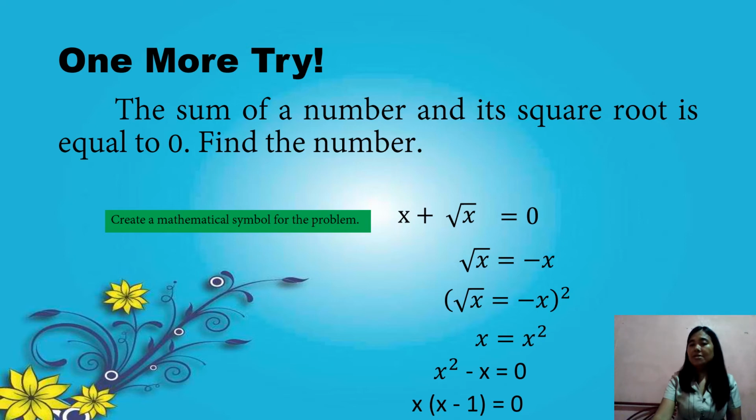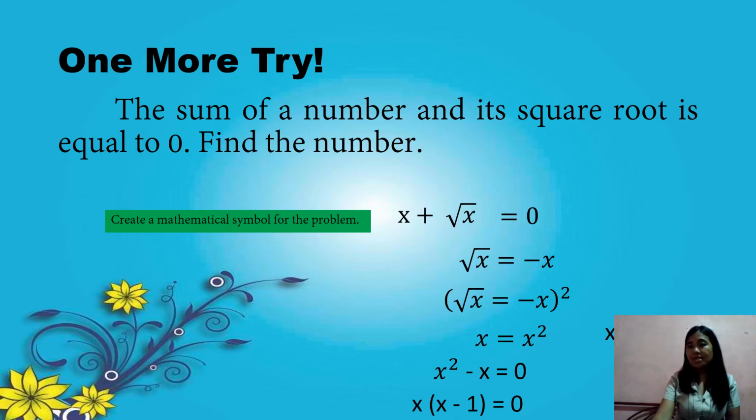And then, to get x minus 1, that's simply dividing x squared by x, so you have x, and negative x by x, so you have negative 1. From here, we can now solve for x. Applying the zero product property, we can equate each factor to 0, and we end up with x equals 0 or x equals 1.